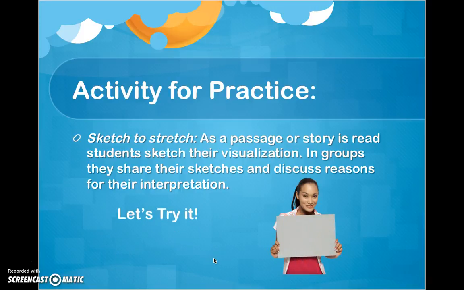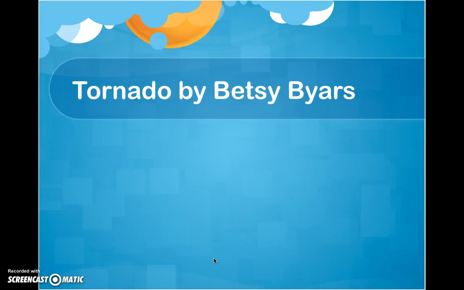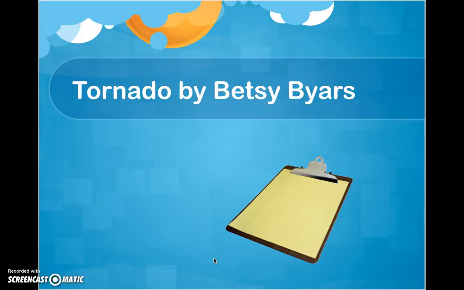So let's try it out. I'm going to read to you a portion of the story, Tornado by Betsy Byars. Then you're going to get a pencil and some paper and draw a picture or a visualization that comes to your mind as I read this portion of the story. Just to give you a little background, Tornado is a dog that comes to visit a young boy. He shows up at his house and the story is about all their little stories and adventures they had together.